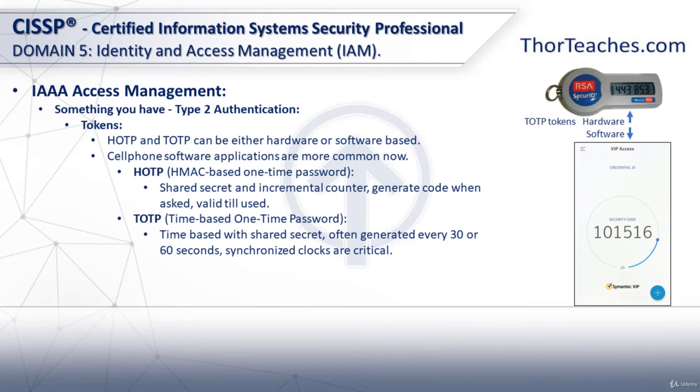Whereas the TOTP, or the time-based one-time password, is generated every so often. That can be every 30 or 60 seconds. And since it's generated on a clock, it's very critical that the clocks are synchronized. We have a shared secret, where we use the shared secret and the time to generate the code. If you look over on the right here, you can see the countdown on mine has about 25 seconds left. In 25 seconds, another code will generate.